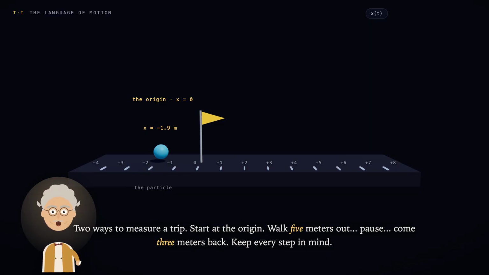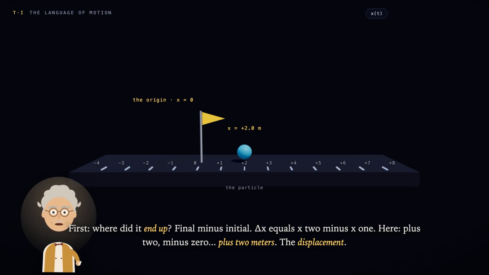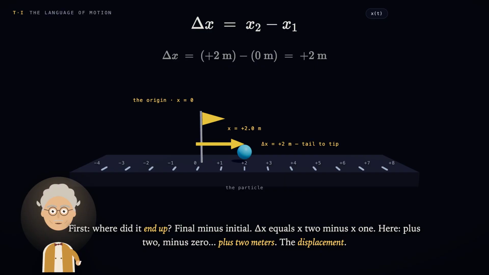Two ways to measure a trip. Start at the origin. Walk 5 meters out. Pause. Come 3 meters back. Keep every step in mind. First, where did it end up? Final minus initial. Delta x equals x2 minus x1. Here, plus 2 minus 0: plus 2 meters, the displacement.